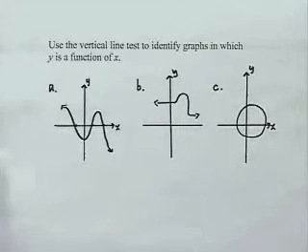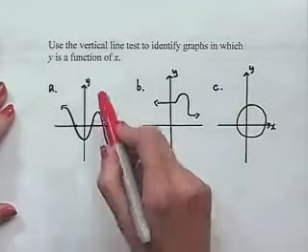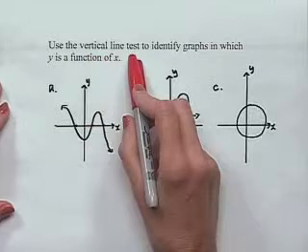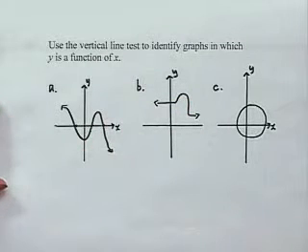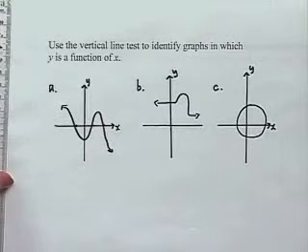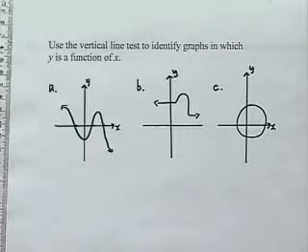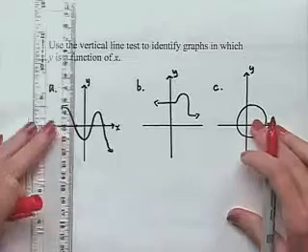In our next problem, we're going to consider something called the vertical line test. Use the vertical line test to identify graphs in which y is a function of x. Now, the vertical line test is called such because what we're going to do is draw vertical lines on our given graphs. Put it like this: as long as we can draw a vertical line and not hit the graph in more than one point, we can identify this as a function.